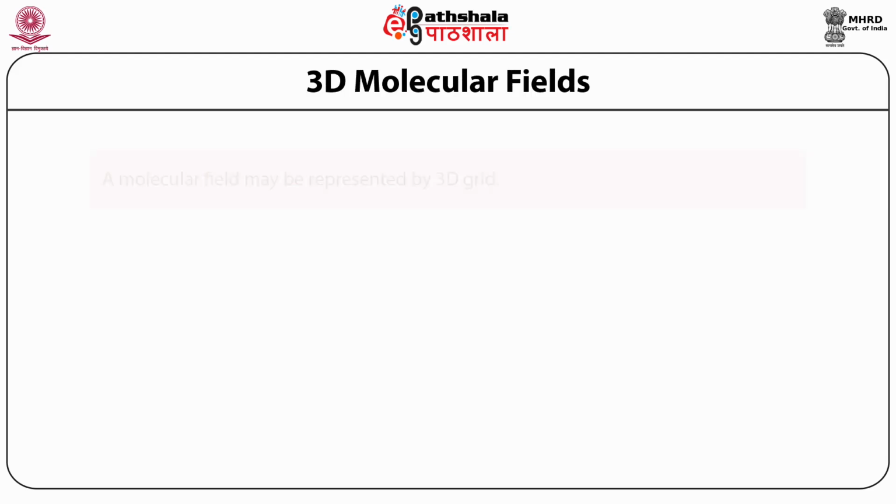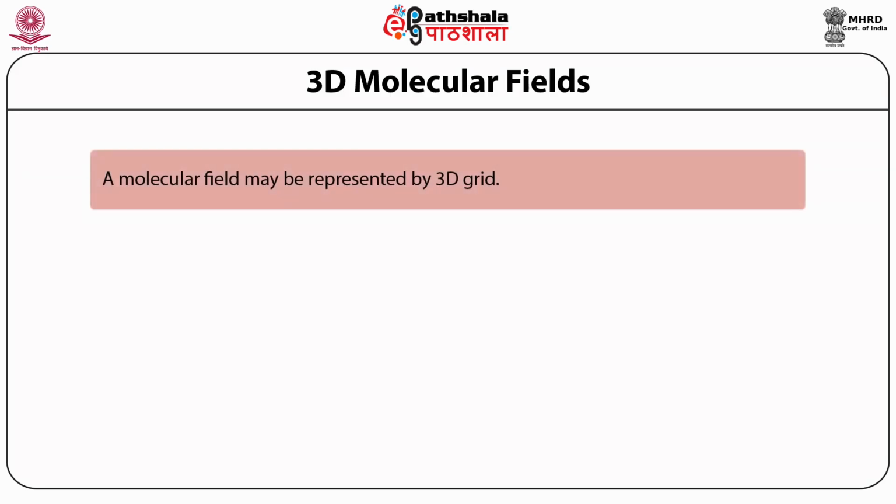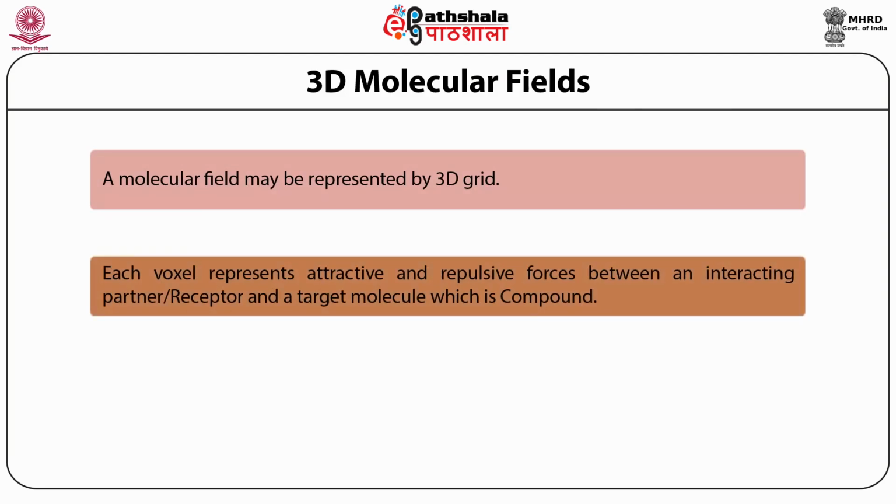This is nothing but the grid. I said that you put a grid across the active site, and at each voxel you calculate the forces between the interacting partner, which is the receptor, which we don't know, and the target molecule, which is the chemical compound. Now, how do we find it?